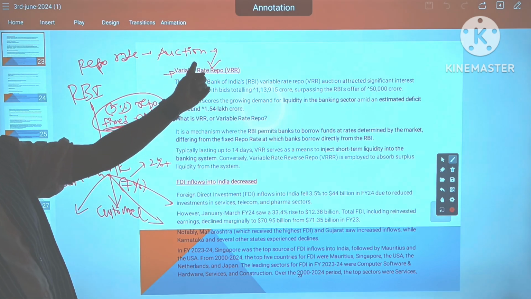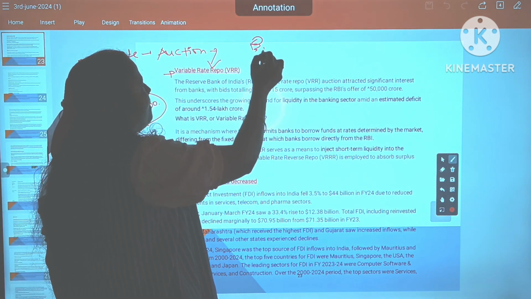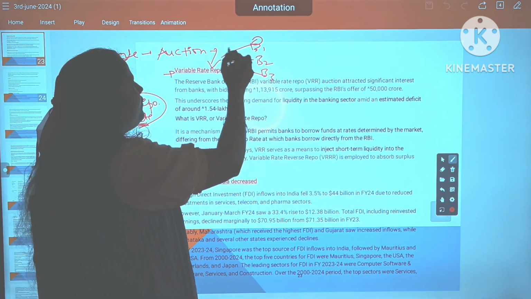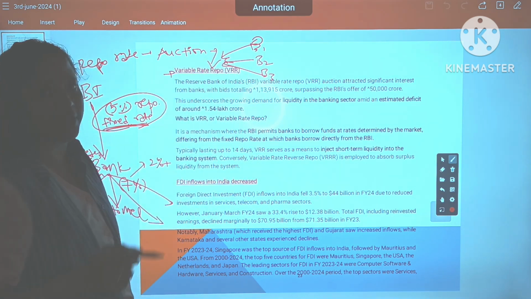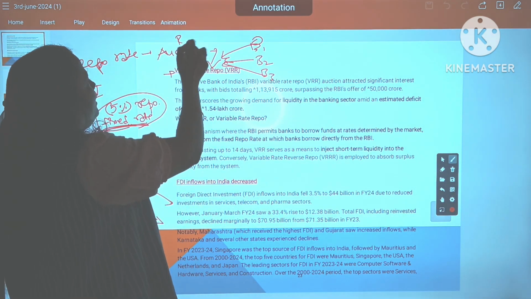What does this auction mean? Banks will compete: Bank 1, Bank 2, Bank 3. They compete: we will pay a high rate of interest, we will pay a high rate of interest. To whoever is offering more interest, RBI will give the loan.